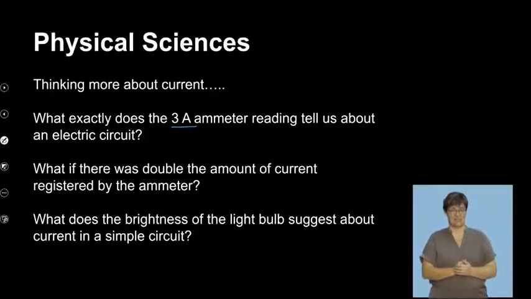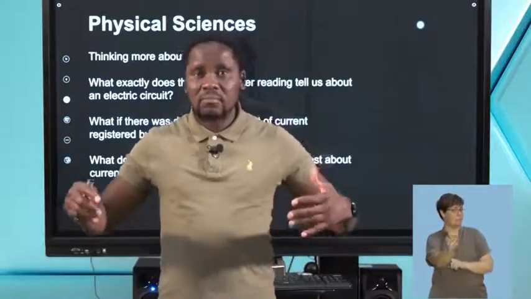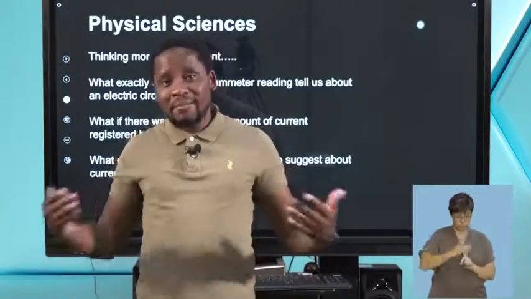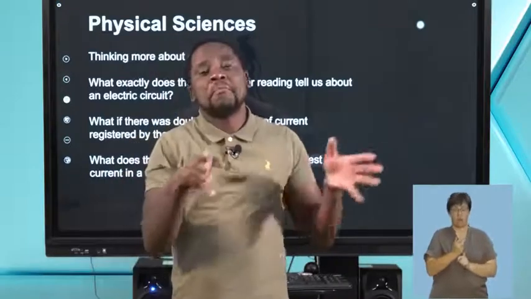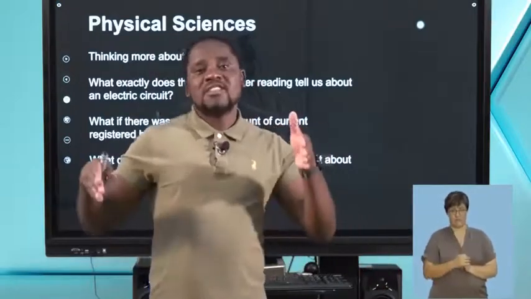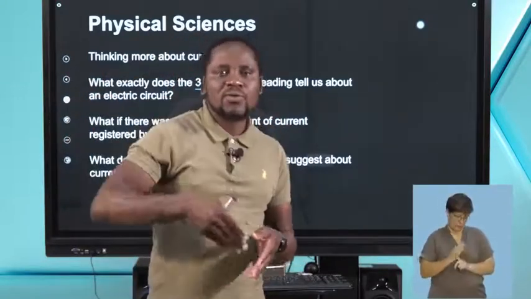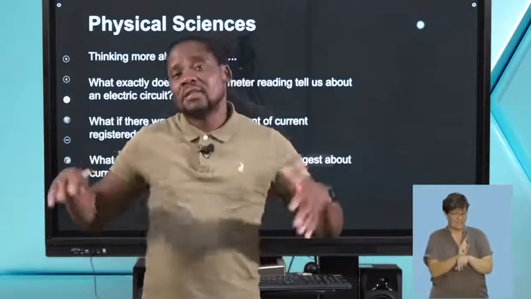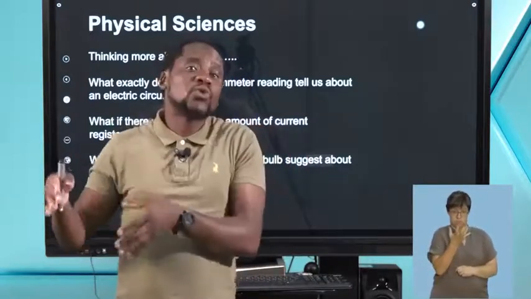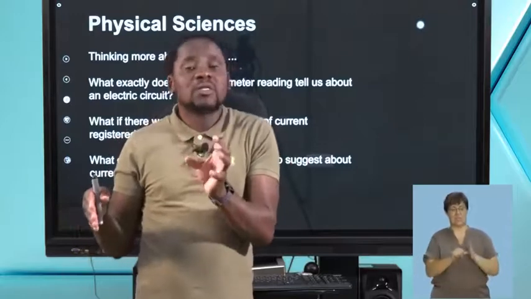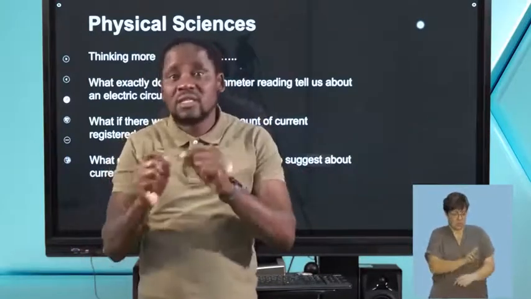And then what does the brightness tell us? This is a very important observation that we made in the previous demonstration. What does the brightness of the light bulb suggest about current in a simple circuit? We realized that the more current passes through a light bulb, the brighter that light bulb burns, okay? So in other words, if there are more charges passing through that point per second, the brighter the light burns, because that has to do with something very important, which is the energy conversion that takes place in a simple circuit.